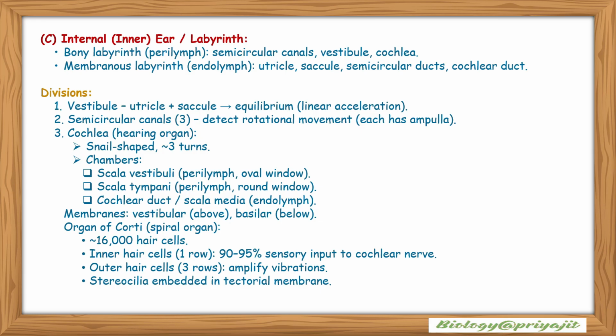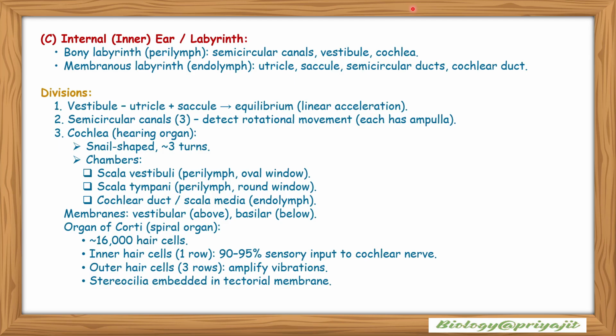The inner ear, also called the labyrinth, has two parts: the bony labyrinth filled with perilymph and the membranous labyrinth filled with endolymph. The bony labyrinth has three main divisions: the vestibule, the semicircular canals and the cochlea. The vestibule contains the utricle and saccule, which detect linear acceleration and help maintain balance. The semicircular canals, each with an enlarged region called the ampulla, detect rotational movement of the head.